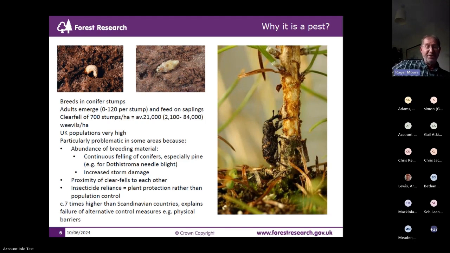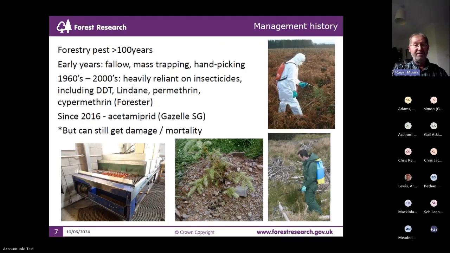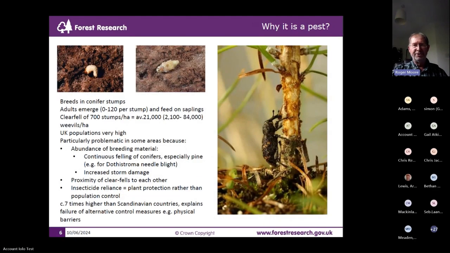Now, the way things are at the moment, and it has been the situation for a long time, is that we're heavily reliant on insecticides. So we tend to be using plant protection rather than population control at the moment, but we're trying to shift away from that. In terms of plant protection, mainly using insecticides, but also using barriers and things. So I'll show some images of those. Sorry, yeah, next slide, please.